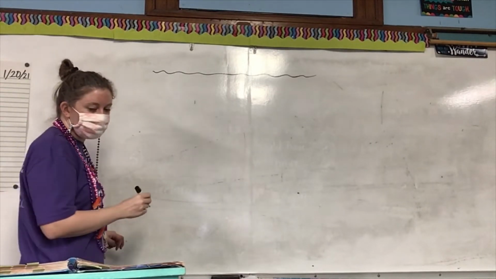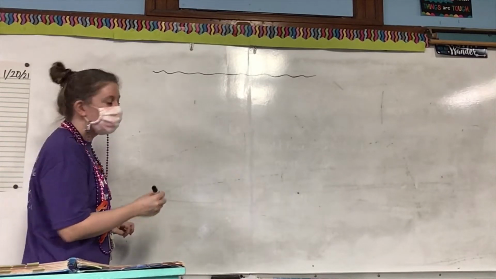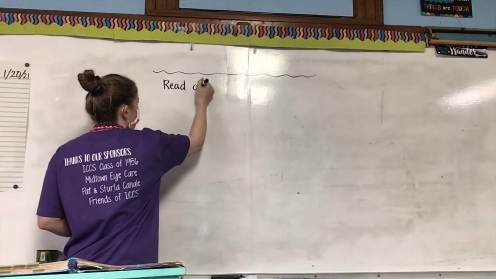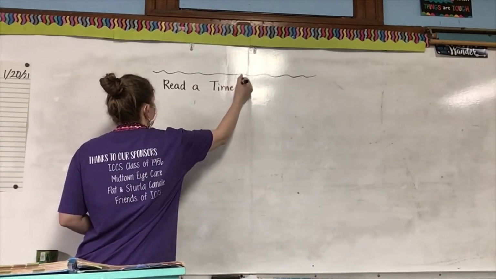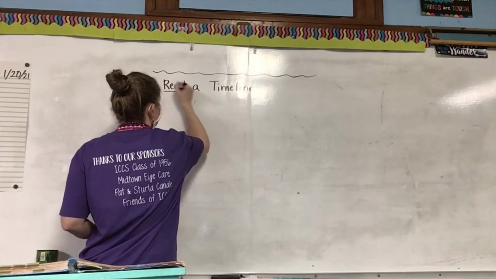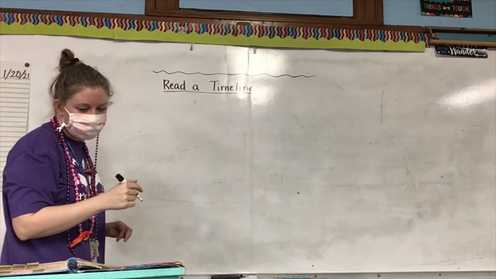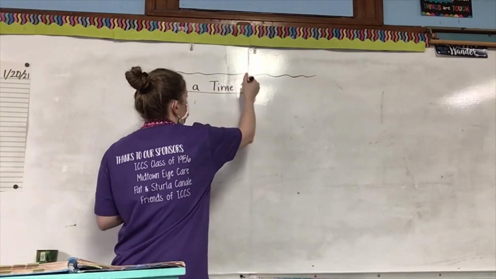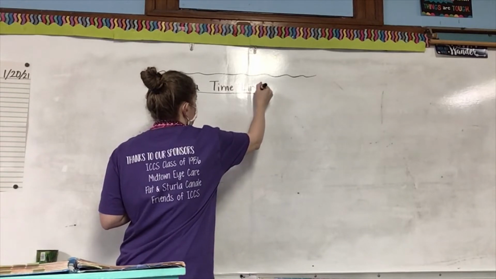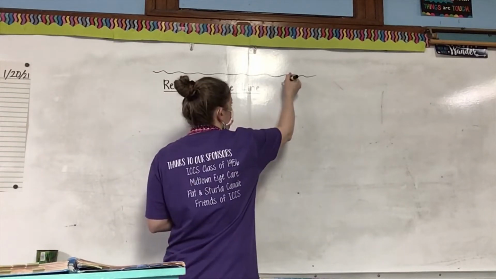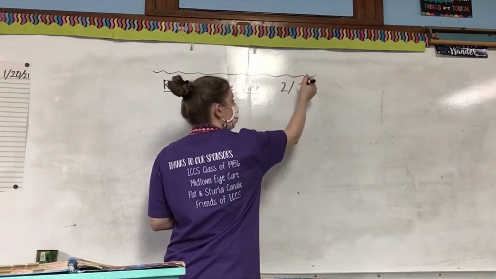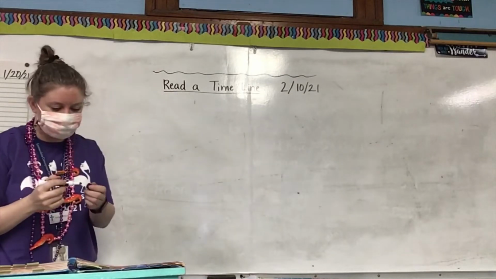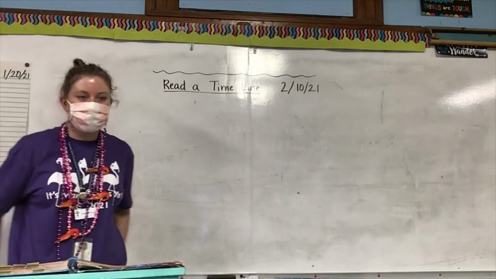And then we're going to write: read a timeline. Oops, that's 2 words, not 1. Timeline is 2 words. And then the date, February 10th, 2021. Then you may put your pencil down and open your book to page 122.